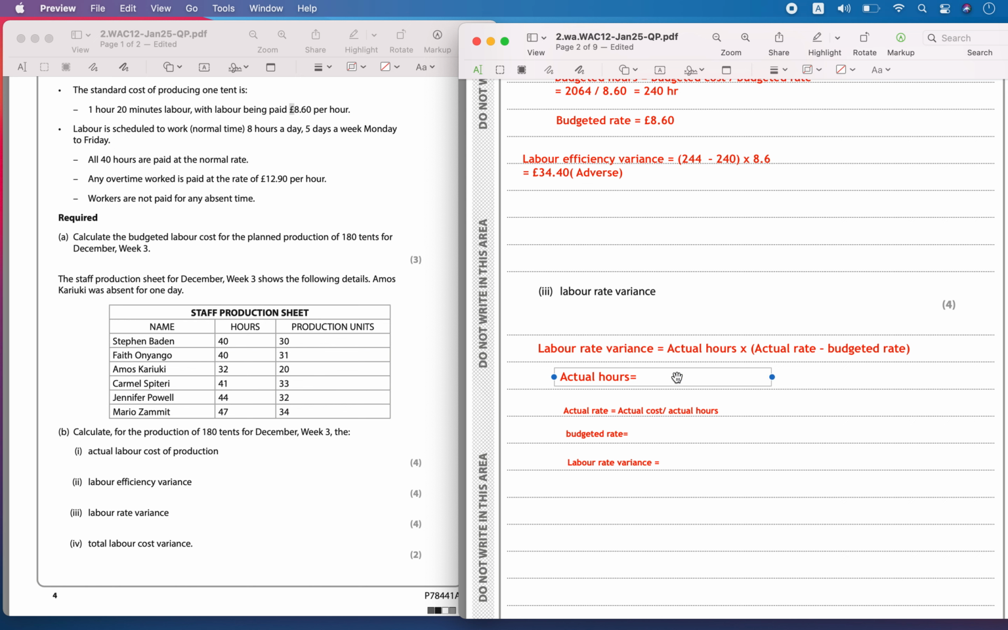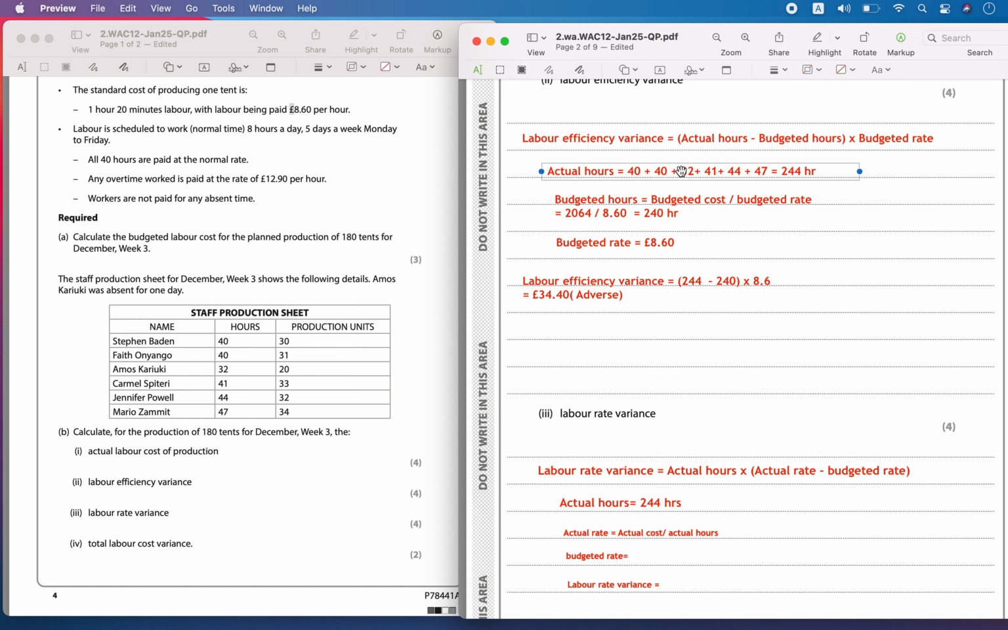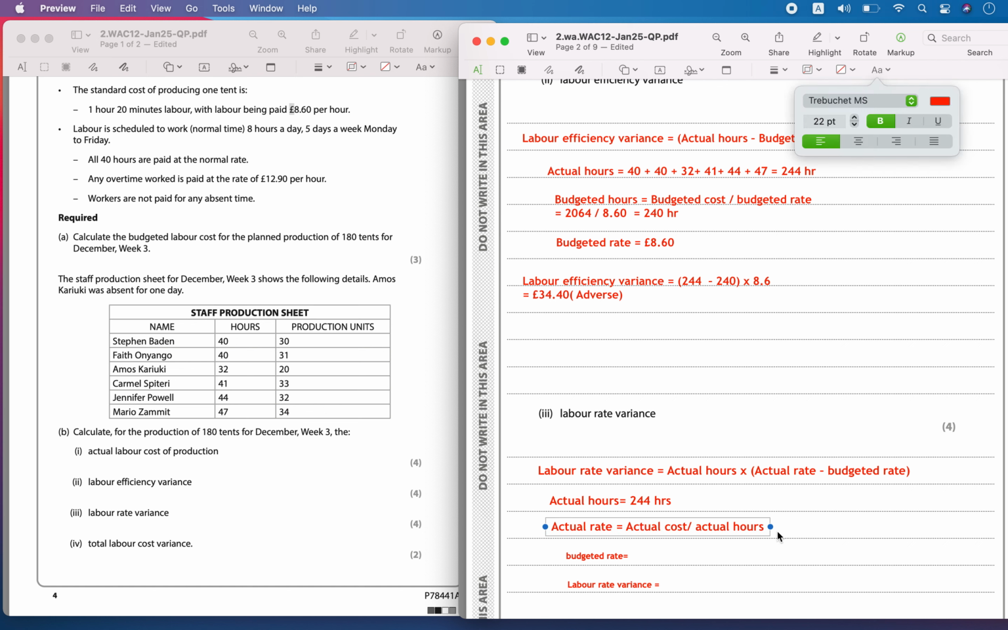So let's see, first is the actual hours worked. We saw that we had to calculate the actual hours worked. Again, it is equal to the actual cost divided by the actual rate, right? So that is the general formula we have. Now the actual hours worked we know: they worked for 244 hours, which we had calculated here. So that's the same exact actual hours they have worked.